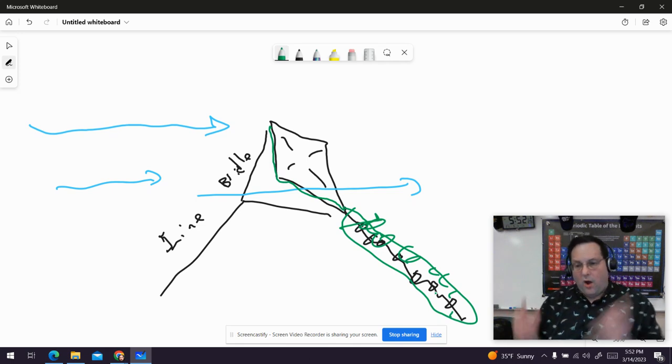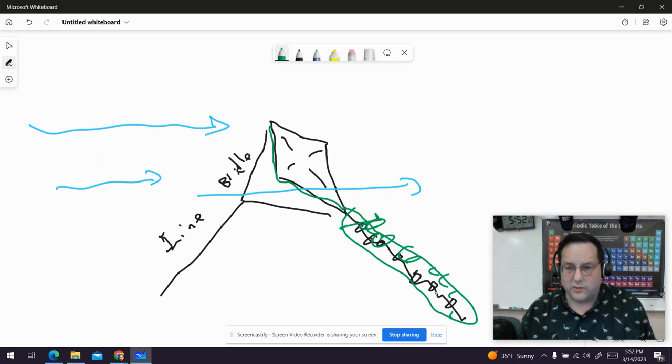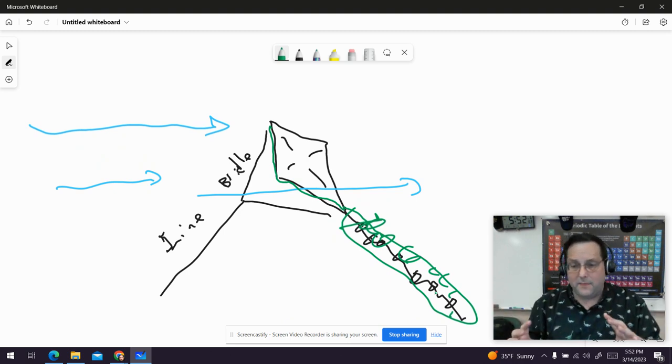The kite is going to automatically point directly into the wind. The same thing is true with the fins on a rocket.